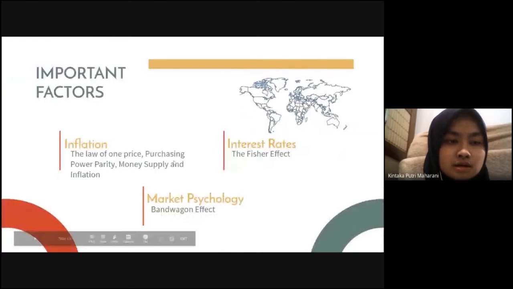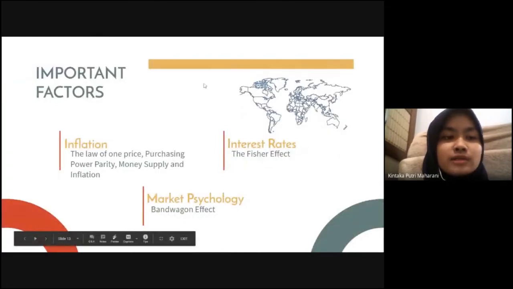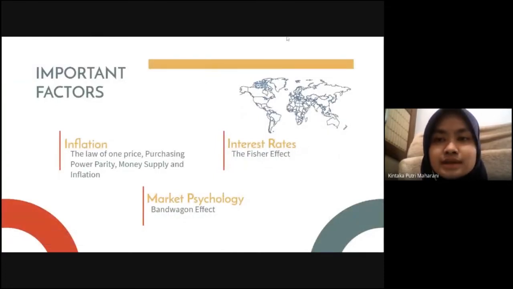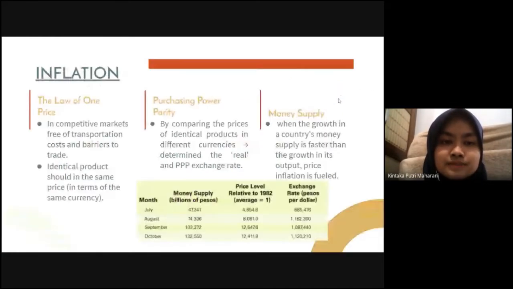And the second one, I want to talk about the important factors that impact how the exchange rate is determined. First is inflation, the second one is interest rate, and the third one is market psychology.